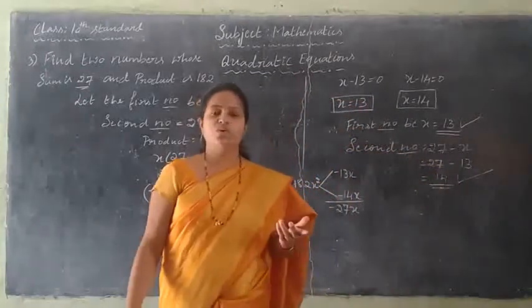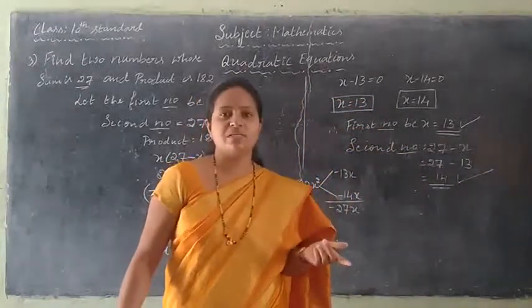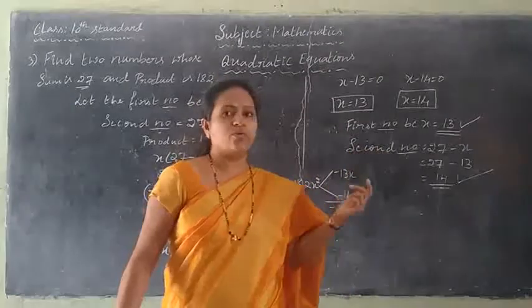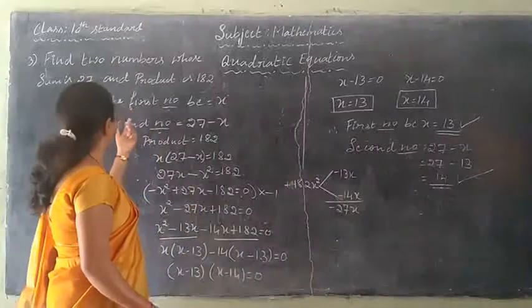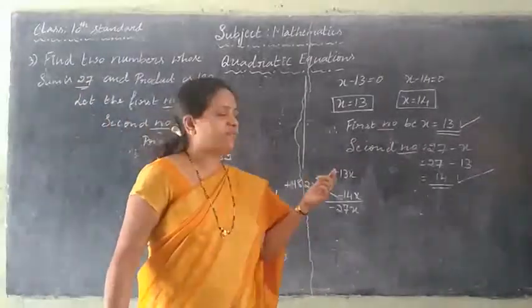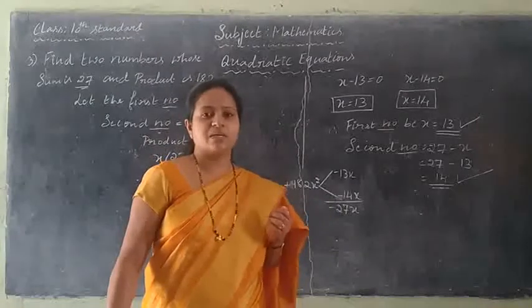Understood? Just you can cross verify. 13 plus 14 is 27. That is the sum they have given. Product: when you multiply, how much are you going to get? The product they have given here is 182. Understood? So the first number is 13, children, and the second number is 14.